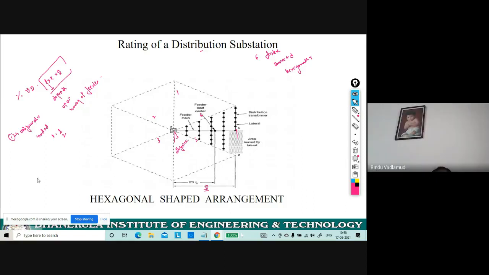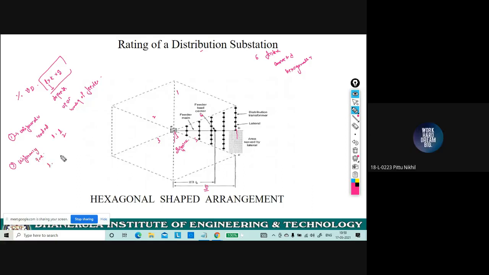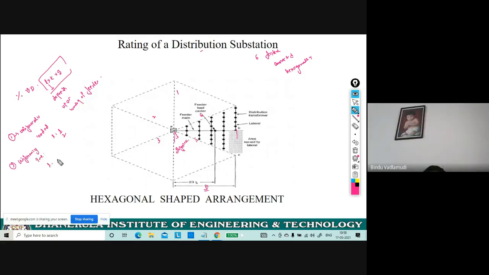When the load is uniformly increasing, what is the value of L? L is equal to L. Uniformly increasing, and uniformly increasing and decreasing.